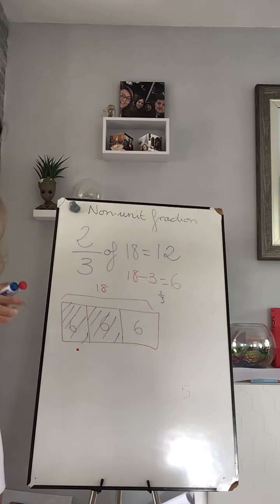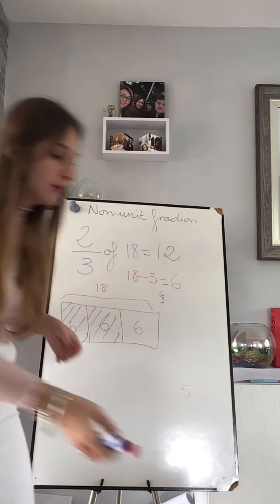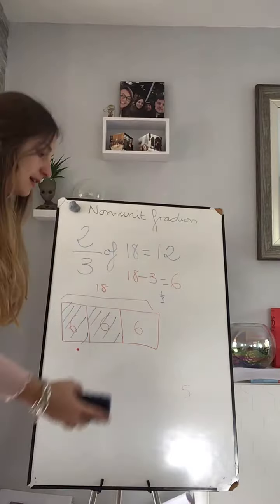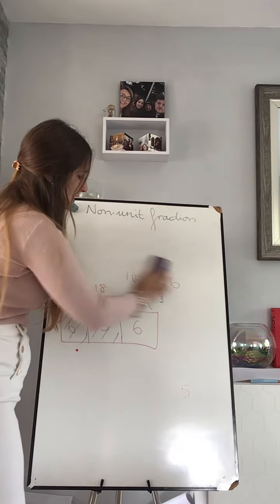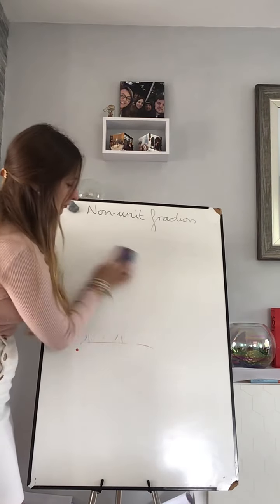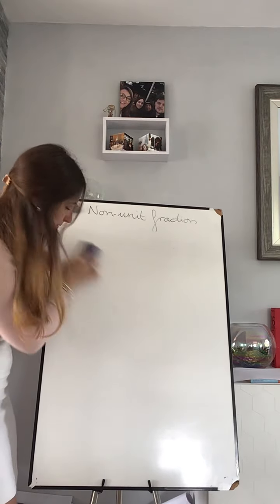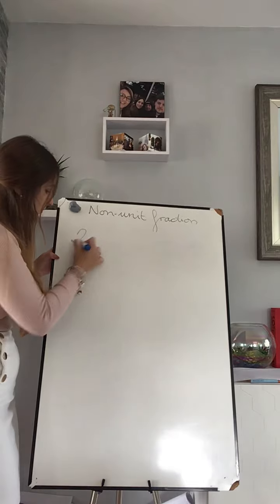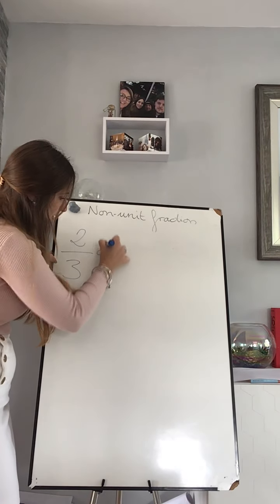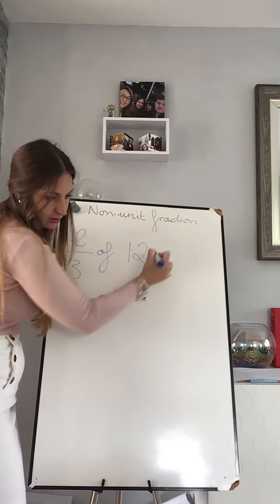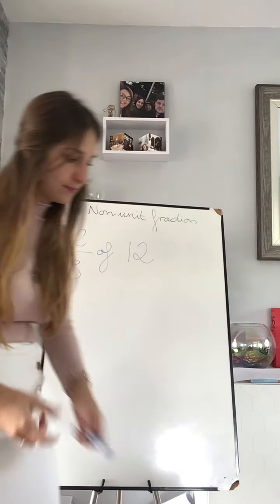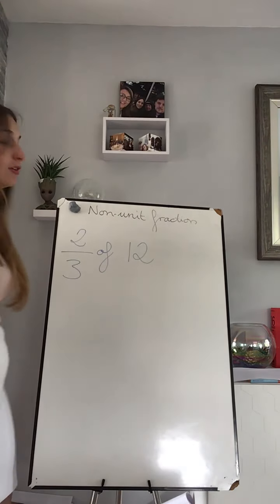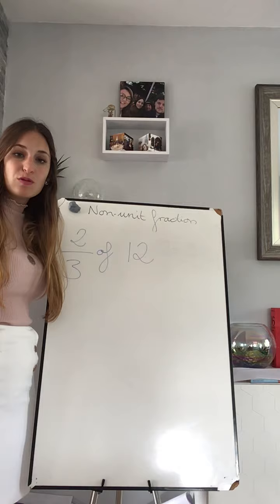Okay. Right, let's go to the next one. When you do it, I'll correct it afterwards for you to see if you got it correct. You need to do 2/3 of 12. Okay? In your book, go for it. Play it again when you're ready.